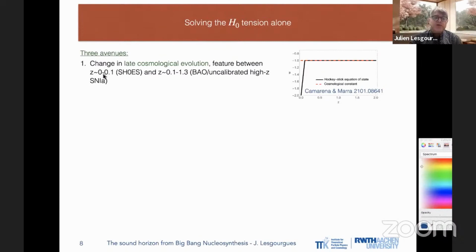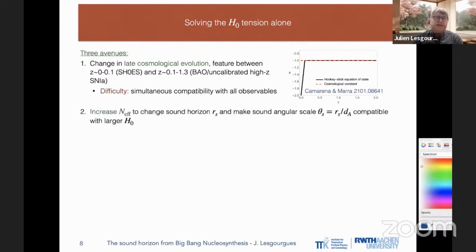So you have here two groups of data, and the goal is to fit them simultaneously by having something like, for instance, a hockey stick equation of state, which leads you to something like phantom dark energy at small redshift. It sounds very ugly and unnatural. However, people have shown that you can do it without violating the weak energy principle, but it's a very constrained model, and I will show that all these things are in fact probably excluded when you consider all data.